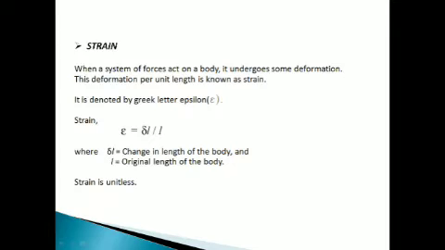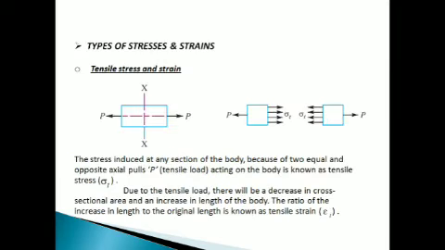Types of stresses and strains. There are actually three different types of stresses and strains. First one is tensile stress and strain. When a body is subjected to two equal and opposite axial pulls, stress will be induced at any section of the body. This stress is known as tensile stress.